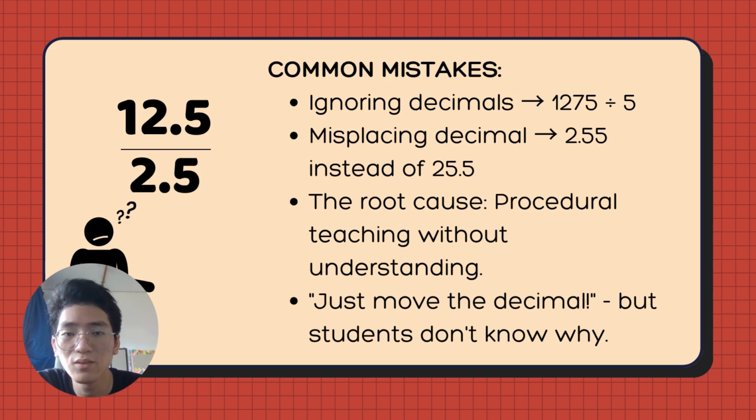Students usually make many mistakes in decimal division. The first is ignoring the decimal, like with 1275 divided by 5. The second is misplacing the decimal, and the third is the root cause: procedural teaching without understanding. Students just move the decimal, but they don't know why we move the decimal.